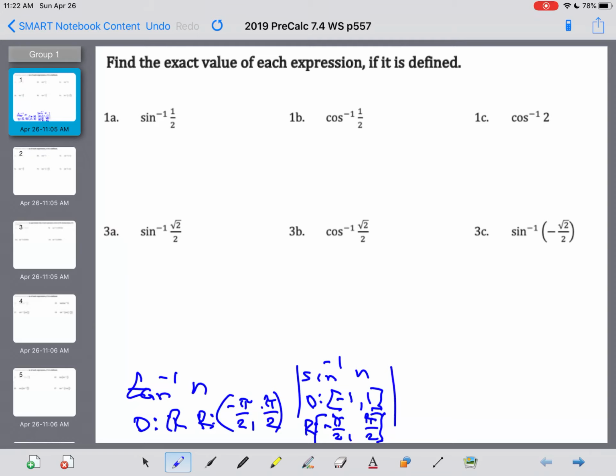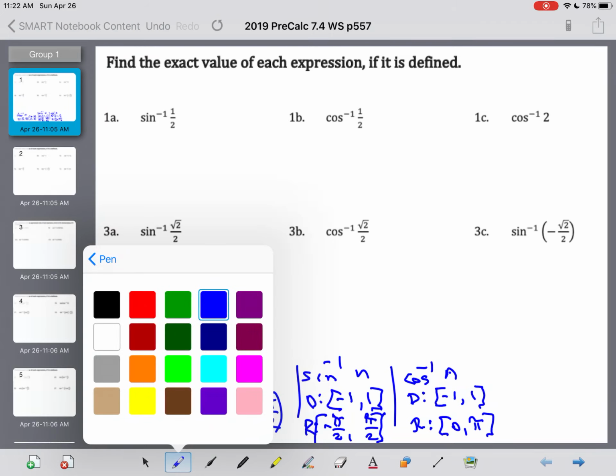And then finally, cosine inverse is similar as far as what it looks like. The domain is the same. It can include and be between negative 1 and positive 1. And the range here is inclusive 0 to pi. So keep that in mind as we work through these problems. We have some restrictions on the domain and range.